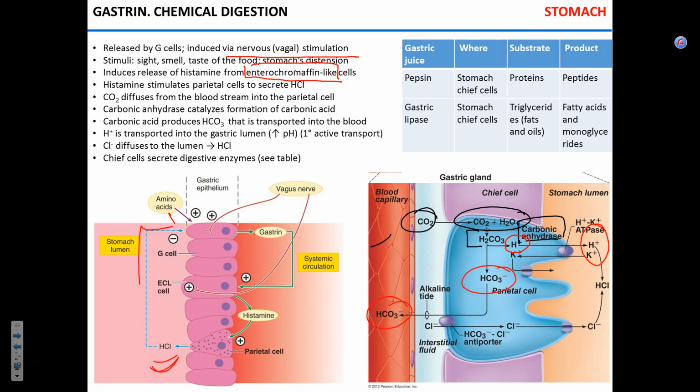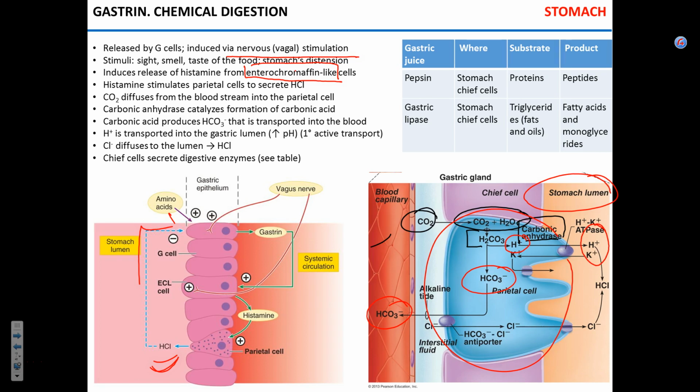Now my question for you is, how does hydrogen get from the parietal cell into the lumen of the stomach? If I said intestine before, I'm sorry, I misspoke. So how does hydrogen ion get from the parietal cell into the stomach lumen? Does it do it by diffusion or by active transport? Active transport. Can you tell me why? Don't tell me because it's written on the slide.